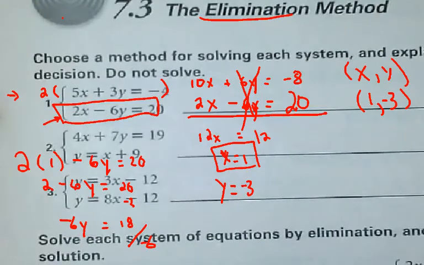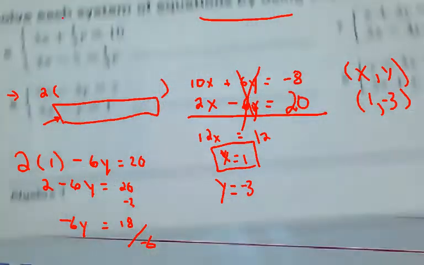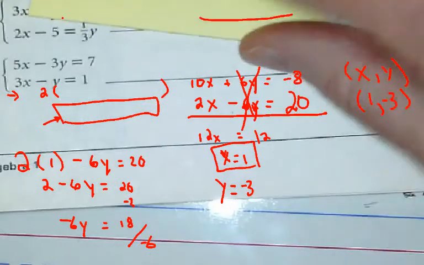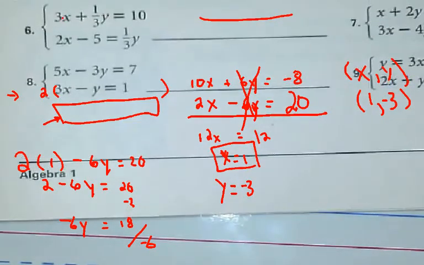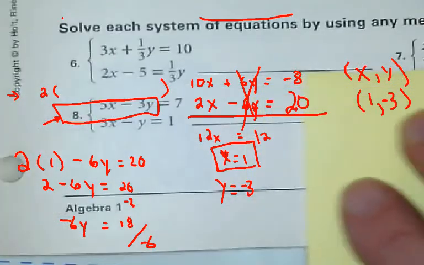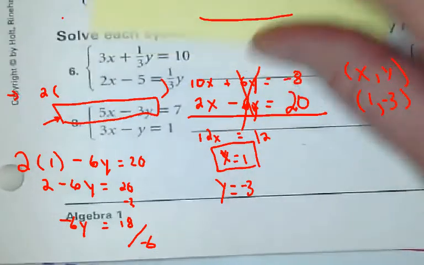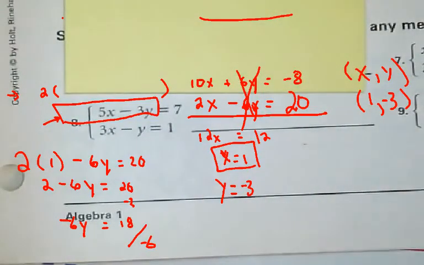Here, let's look at another one. Let's look at another one. Whoops. I think I'm getting, yeah. I can't get it to where I want it to be. There we go. There we go. We'll look at number 8. Number 8? Yeah, number 8.